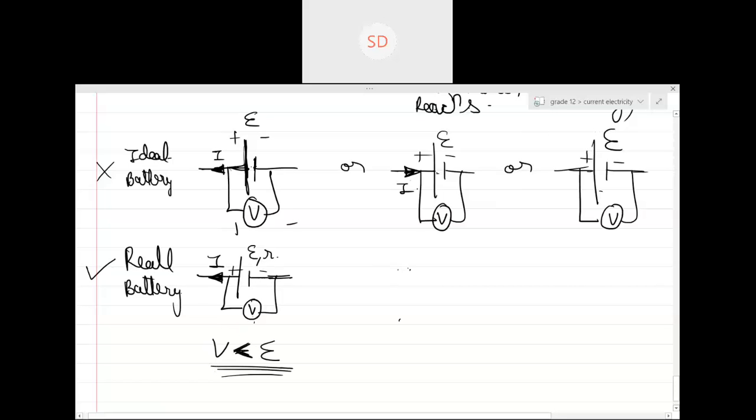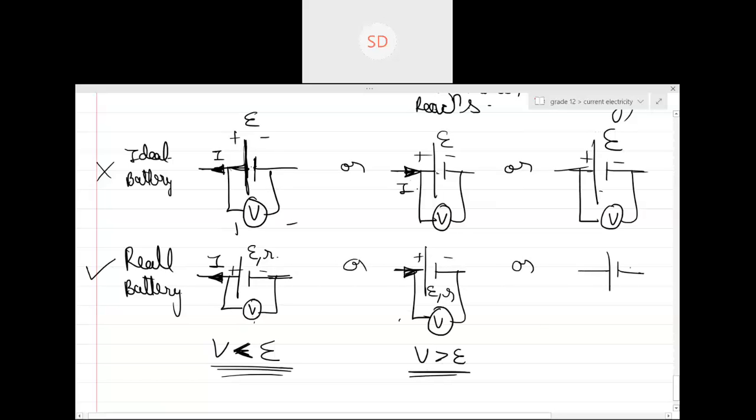Here, in this case, what happens? If this is a real battery, E comma r, and current is supplied to this battery, then the potential difference across this battery is greater than E. We'll prove this thing. We'll write an expression for these terms. But when there is a real battery and no current is supplied to it, again, when you measure the potential difference, only in this case, V is equal to E.